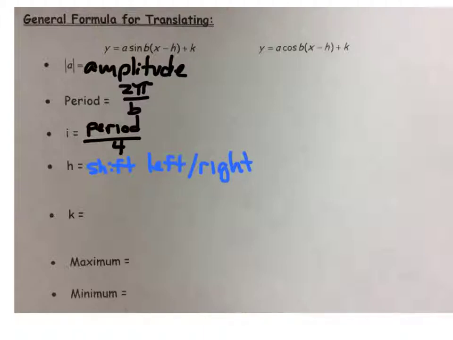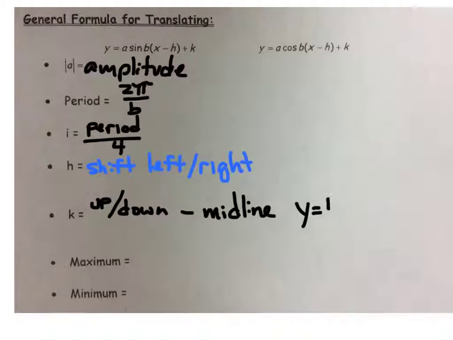Okay. The k. I'm going to have to switch colors because you can't really see that blue. The k is the shift up or down. And what's important about k is our midline. Okay, so we have a midline at y equals k. It used to just be the x-axis. That used to be the middle of our graphs. Now this k will be the middle of our graphs.